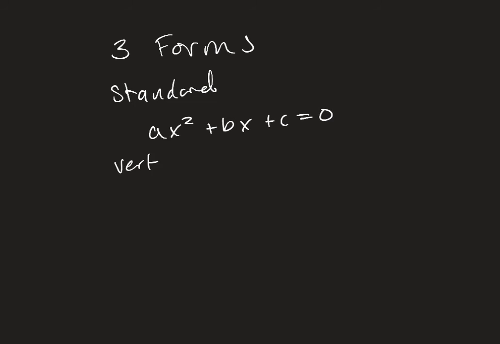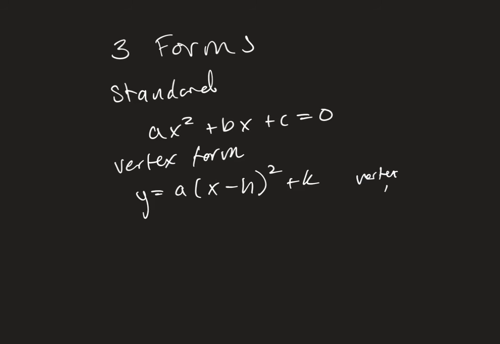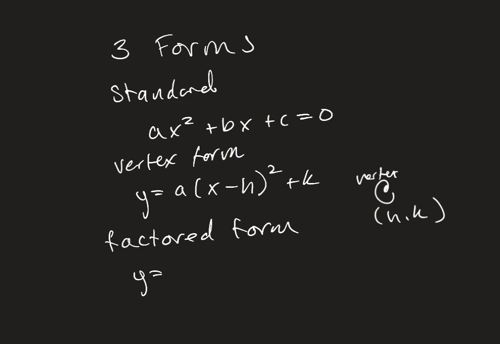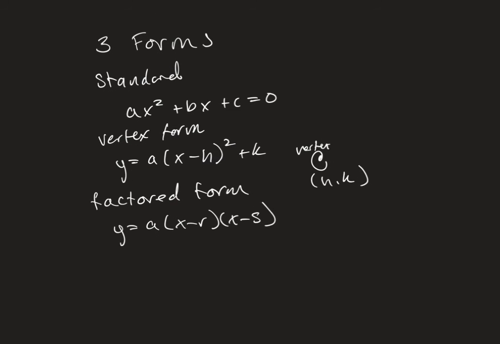We have vertex form, which is y equals a times x minus h all squared plus k, where the vertex is at h comma k. And we have factored form, which we just talked about, which is y equals a times x minus r, x minus s. r and s represent our x-intercepts. So this has x-intercepts at r, 0, and s, 0.